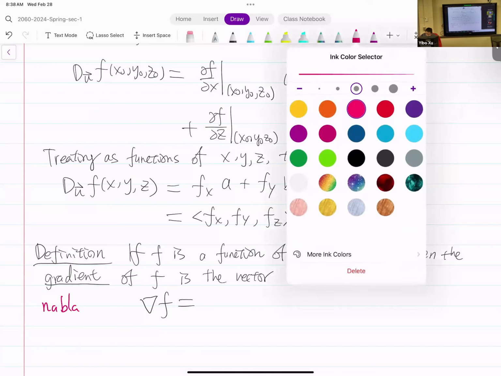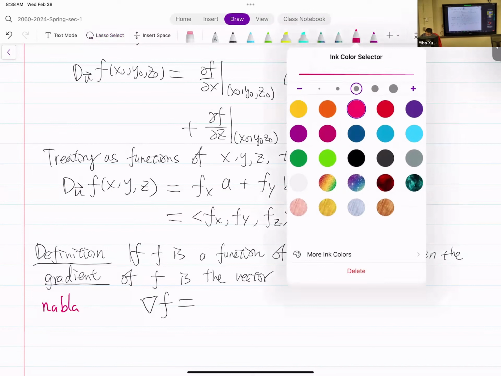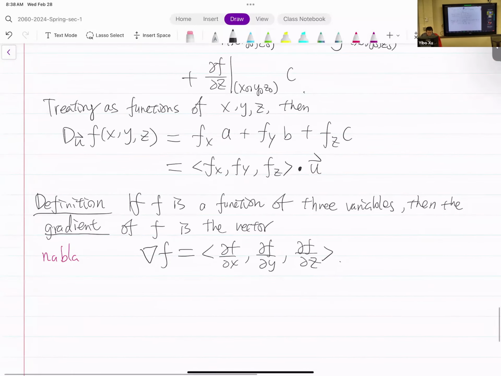So this is the pronunciation. I want you to make it as simple. Alright. Nabla f equals the vector that has the partial derivatives as the components. So this is the three variable case. Okay.